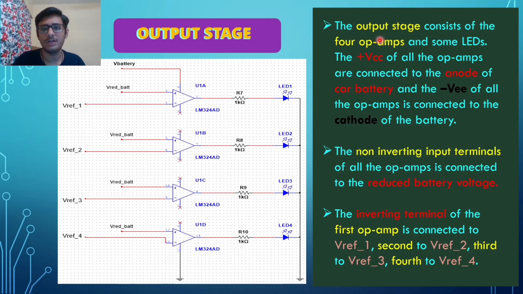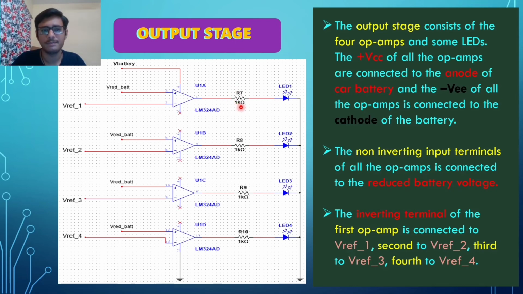The output stage consists of 4 op-amps and some LEDs. The plus VCC of all the op-amps are connected to the anode of the car battery, and the minus VEE of all the op-amps is connected to the cathode of the car battery. Non-inverting input terminals of all the op-amps which are marked with plus are connected to the reduced car battery voltage obtained from the second voltage divider. The inverting input terminal of the first op-amp is connected to VREF1, second to VREF2, third to VREF3, and the fourth to VREF4. The output of all the op-amps are connected to LEDs with series current limiting resistors of 1 kilo ohms.